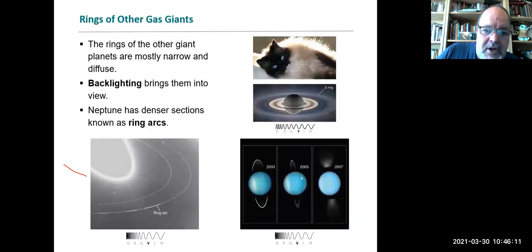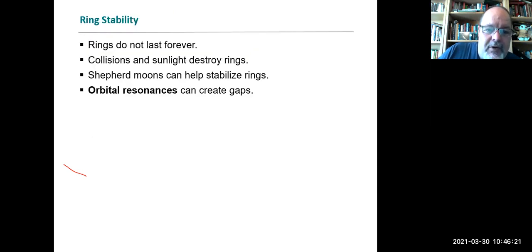The rings of other giant planets are mostly narrow and diffuse. Backlighting brings them into view, like that cat up there. And Neptune has denser sections known as ring arcs. You can see one there. Rings do not last forever. Collisions in sunlight destroy the rings, and shepherd moons can help stabilize them, and orbital resonances can create gaps.